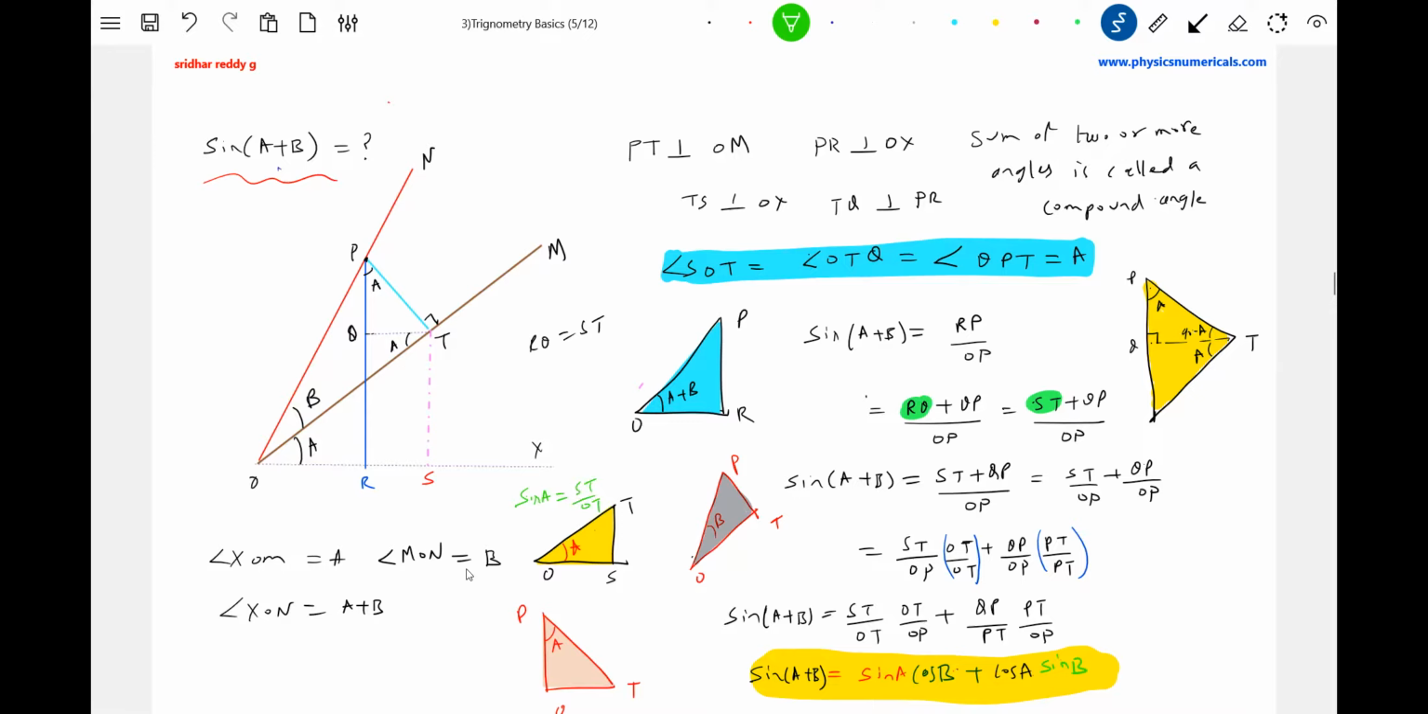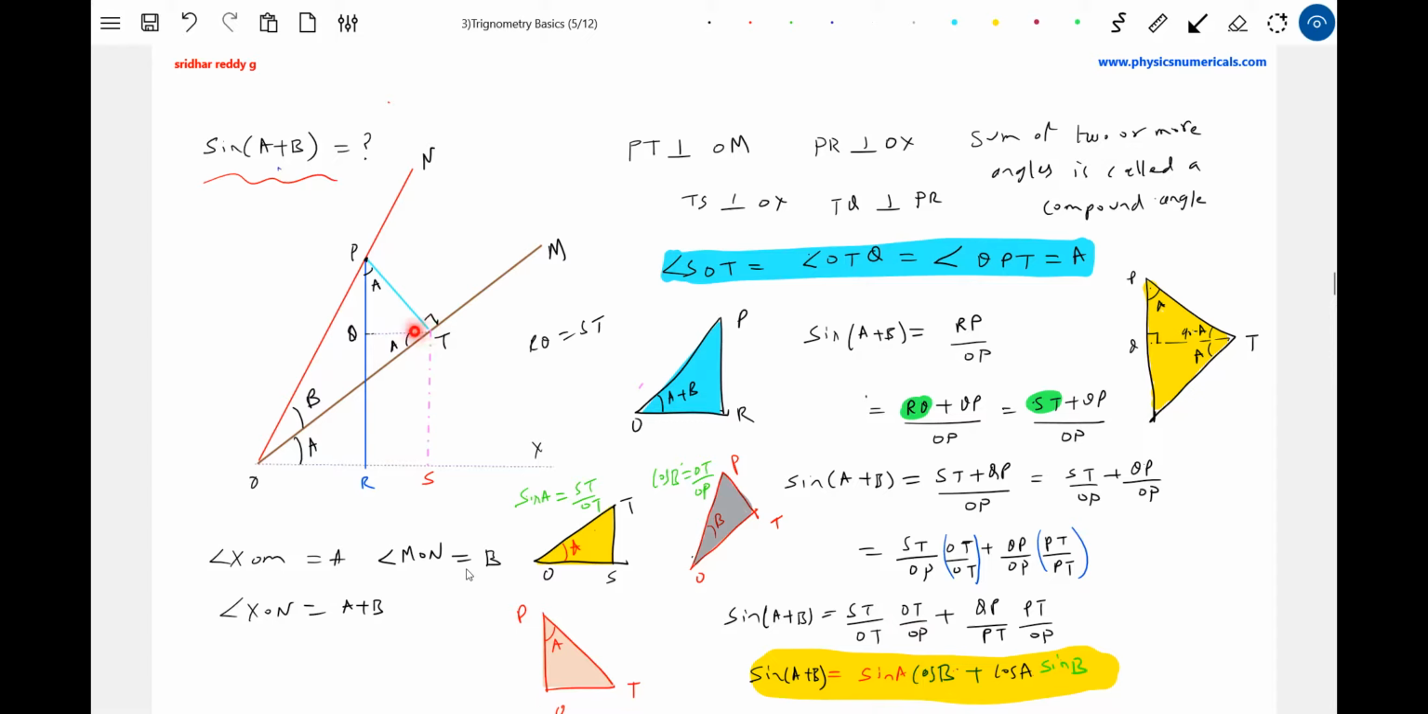Then look at this triangle, OTP. I just brought it here. Cos B you can write as OT by OP. So therefore, OT by OP is cos B.